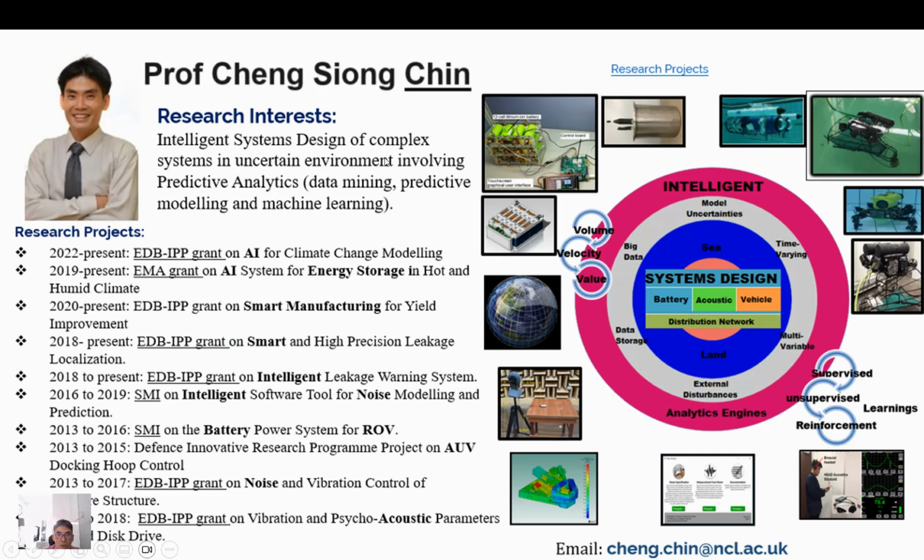You may ask what we mean by complex systems, because there are many types of systems in the world, or even in our research areas. I'll just look into the battery, acoustics, and the vehicles. You can see that intelligent systems have a lot of challenges: a lot of data, a lot of storage, external disturbance, time variance and model uncertainties. The research projects surrounding this circle that I'm doing are mostly hands-on and deal with actual systems.